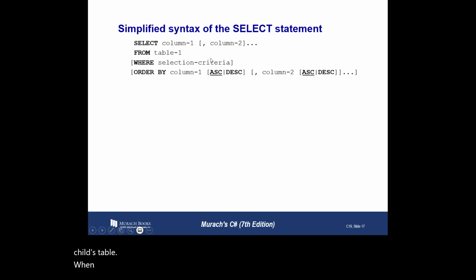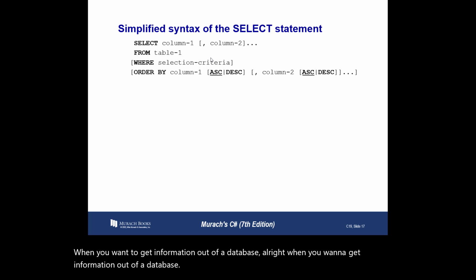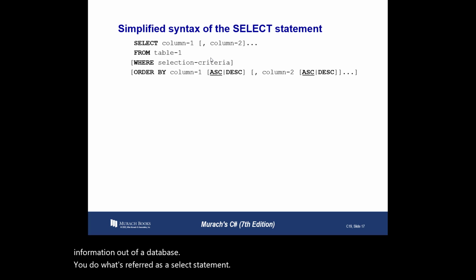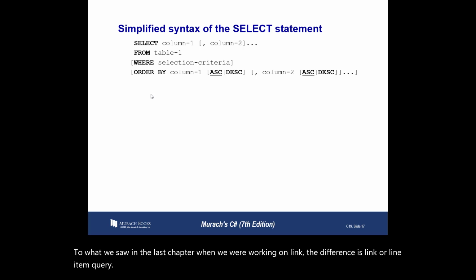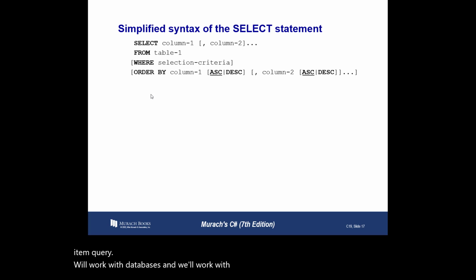When you want to get information out of a database, you do what's referred to as a select statement. When you do the select, some of this looks somewhat familiar to what we saw in the last chapter when we were working on LINQ. The difference is LINQ or line item query will work with databases and will work with non-databases. SQL will only work with databases, so we use the select first.